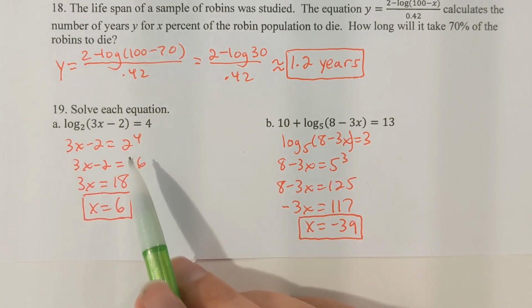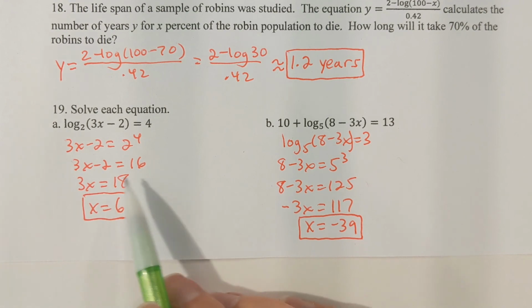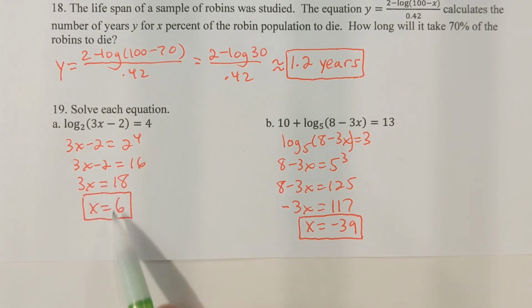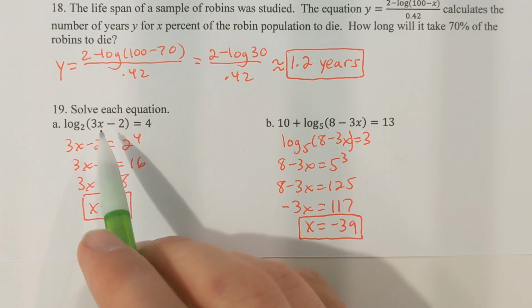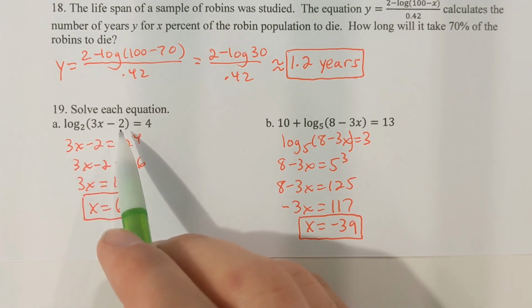4 is my y value, so I'm going to have 2 to the 4th on the right. 2 to the 4th is 16. If you add 2 and then divide by 3, you get x equals 6. Okay, now you can sometimes get extraneous solutions with logarithmic equations, so you want to make sure that you're checking your answers. If I plug in 6, 3 times 6 is 18, minus 2 is 16.